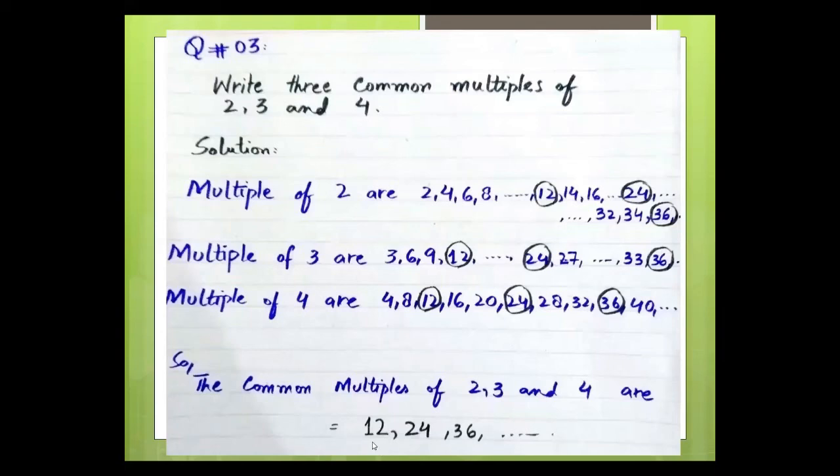So here you see that the common multiples between all these three numbers: the first multiple is 12, the second multiple is 24, and the third multiple is 36. Okay, so I hope you all understand.